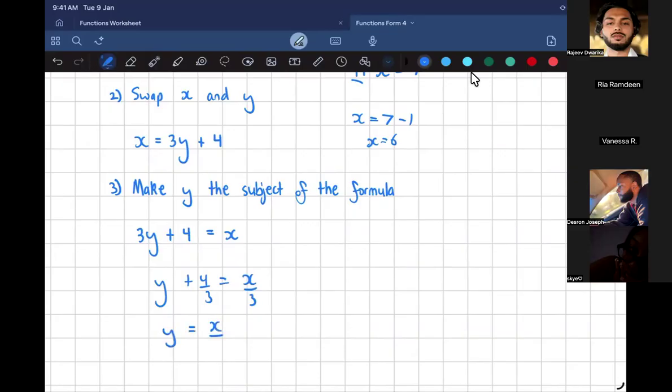And that would be x over 3 minus 4 over 3. That is correct. That's fine. I could also write that as x minus 4 over 3. That's fine. But the easier thing to do is move across the positive or the negative term first. So Ria, if I move across the plus 4 on the other side, what would that turn to?